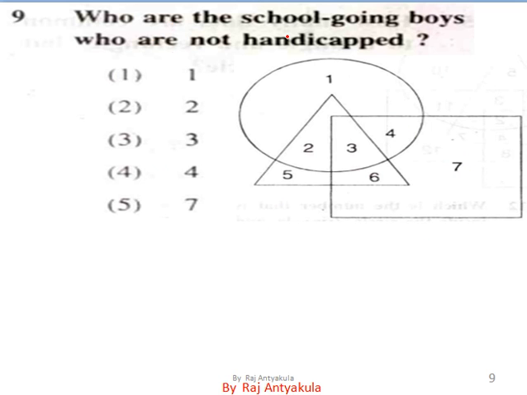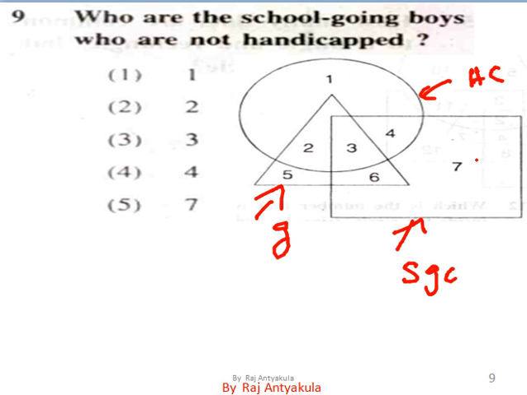So option 4 is our answer. Who are the school going boys who are not handicapped? He's asking not handicapped now. Not handicapped means it doesn't belong to the circle, and boys means they shouldn't belong to the triangle, because the triangle represents girls. This indicates handicapped children and this indicates school going children. So 7 boys are going to school who are not handicapped. So option 5 is our answer.